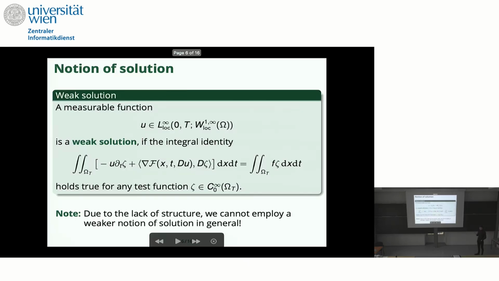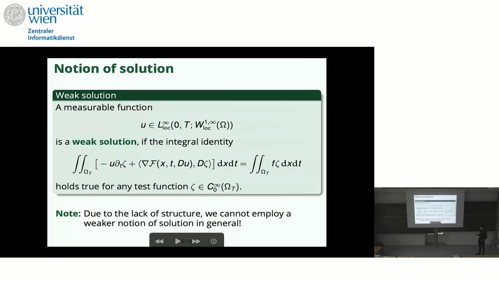Okay, next, let's talk about our employed notion of solution. So it's nice that we can consider such a general setting, but this comes at a cost. Namely, in general, we do not have any quantitative growth estimates, right? So we have a lack of structure, and therefore we have to start a priori with weak solutions that are locally Lipschitz. There is no way around this. We cannot prove the gradient boundedness without any quantitative growth information. Okay, then we call u a weak solution if the usual integral identity is satisfied for any smooth and compactly supported test function zeta.